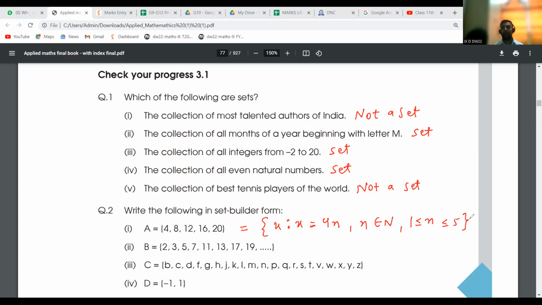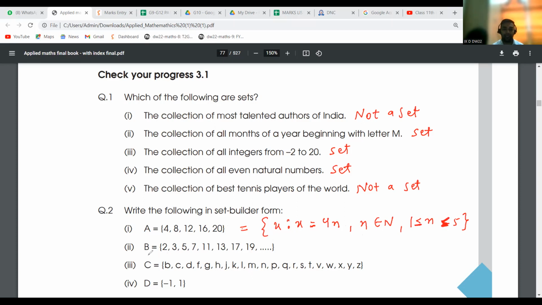So it will be a multiple of 4. So we have written 4n here, and n belongs to natural numbers definitely, because these are the multiples of 1, 2, 3, 4 and 5. And then we have to define the limit of n also. So it will be from 1 to 5, and 1 and 5 are included. So we have put this equal to sign here along with this less than signs, right?